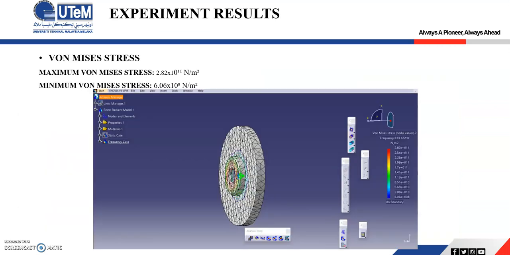Next is the experimental result that we got, which is the von Mises stress. For this experiment, we need to find the maximum and the minimum von Mises stress. The maximum von Mises stress is 2.82 times 10 to the power of 11 Newton per meter square, and the minimum von Mises stress is 6.06 times 10 to the power of 8 Newton per meter square.